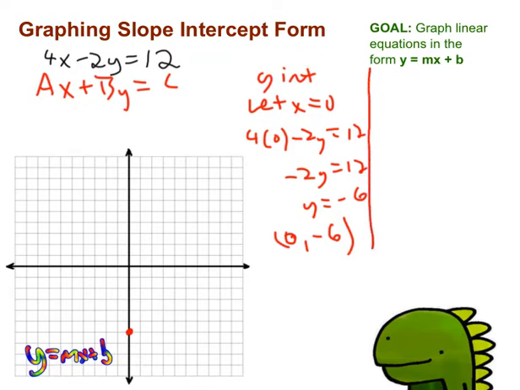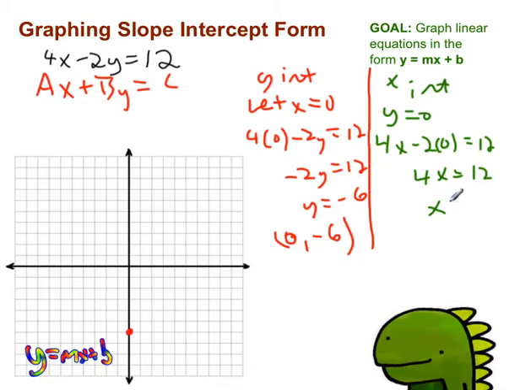So let's now find our x. Our x-intercept will be where y equals 0. So let's let that be 0. So let's say 4x minus 2 times 0 equals 12. So 4x equals 12, and x will equal 3 for a point of 3, 0, because it's the x-intercept, and so y will be 0.